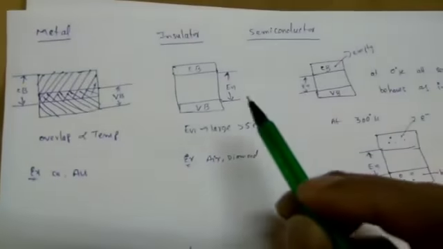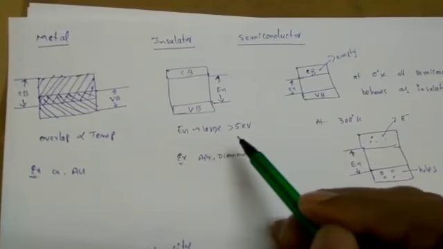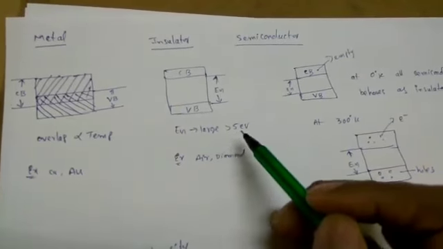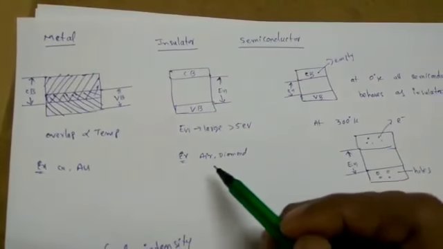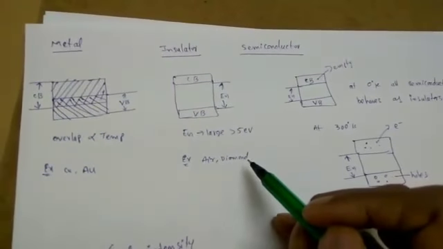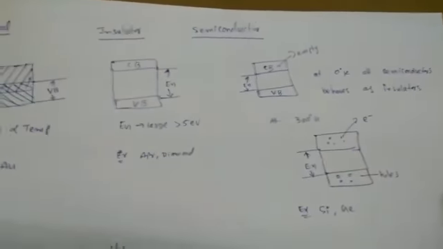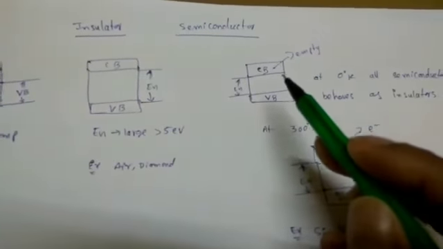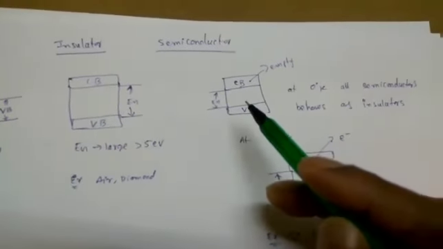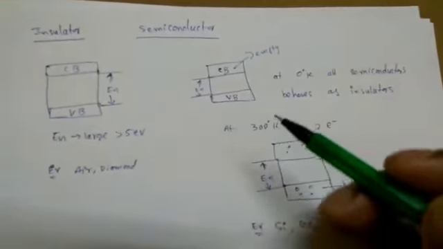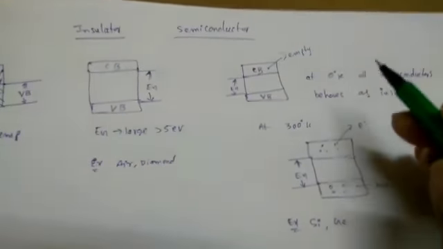In an insulator, the energy gap is very large. In electron volt terms, it is greater than 5 electron volts, sometimes 6 electron volts. Examples are air and diamond, or wood also. Similarly for the semiconductor, the gap between the conduction band and valence band will be small. It may be 1 electron volt. We have seen that it is 1.1 electron volts at 300 degree Kelvin.